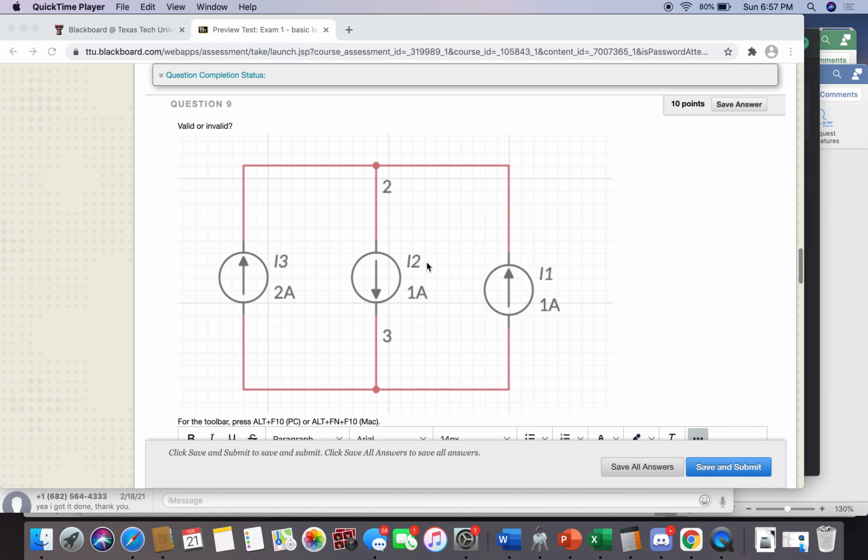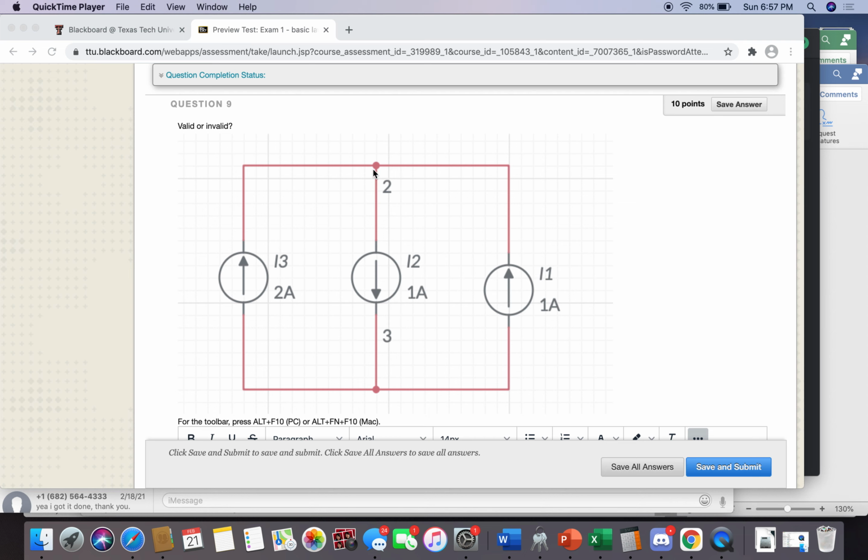Okay, now coming to question 9, is it valid or invalid? The main thing that we need to look at is does this satisfy? First of all, it's perfectly fine to have current sources in parallel. That's not a problem. Then we need to look and see, does it satisfy KCL and KVL? So KVL, because the voltage in the current sources are unknowns, that could be satisfied, no problem.